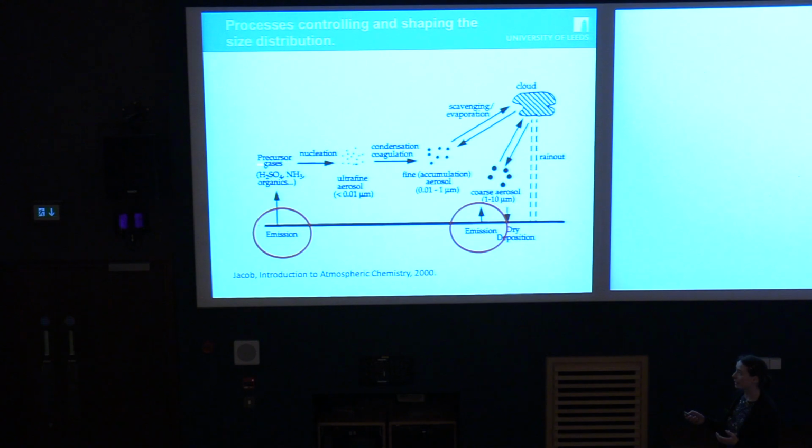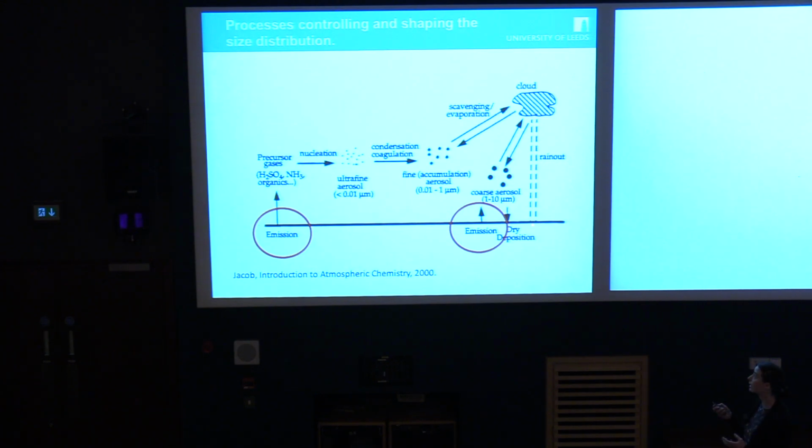Then from these precursor gases, the gases which can go on to form aerosol through a process of nucleation, which creates tiny ultrafine aerosols. These aerosols can grow in the atmosphere through two processes, one called condensation, one called coagulation, which produces larger aerosol particles. They can interact with clouds, they can be taken up with clouds.